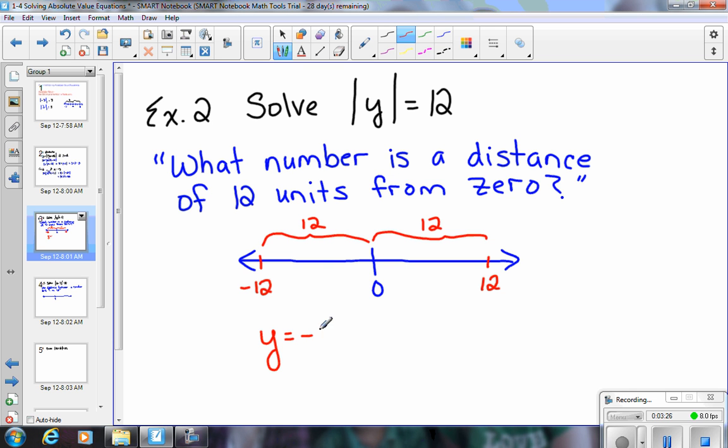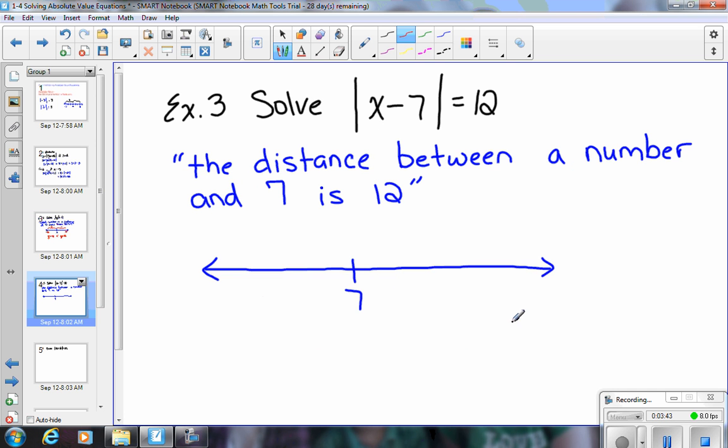Y equals -12, or y equals 12. And that's going to be quite common when we have absolute value equations. You will often, but not always, have two solutions. Let's take a look at a little more complicated problem. Solve the absolute value of x minus 7 equals 12.